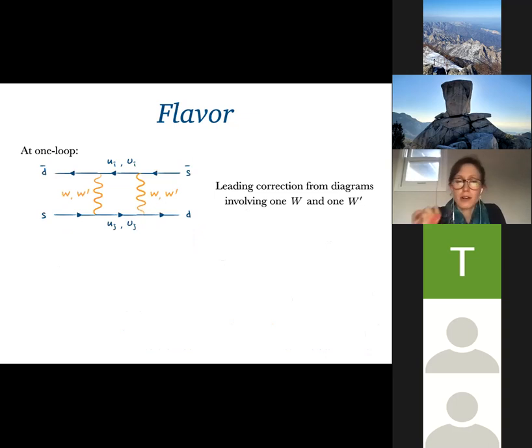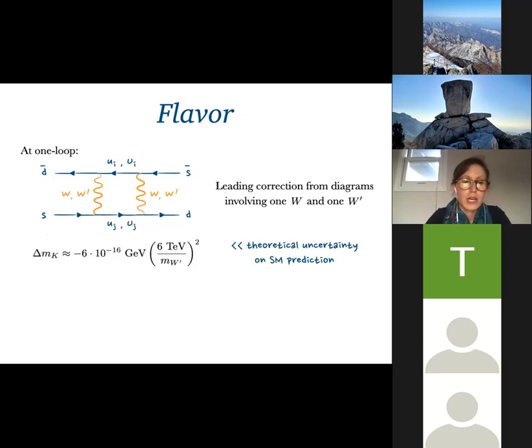At one loop, things are a little different. So the presence of a mirror W and mirror up quarks leads to additional contributions to the usual standard model box diagrams that contribute to, for example, Kaon mixing. Quantitatively, the leading effect actually comes from diagrams that involve one W and one W prime. So the leading contribution to delta M_K, so this is the mass difference between the two mass eigenstates in the Kaon sector, actually comes from diagrams where the up and charm quarks propagate inside this loop.